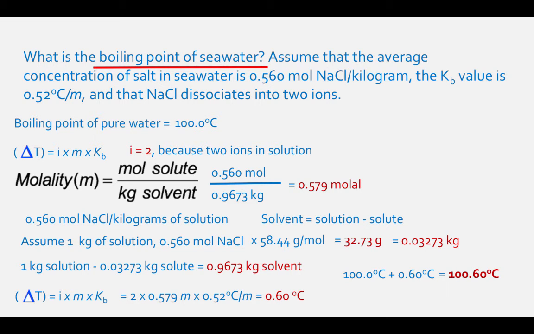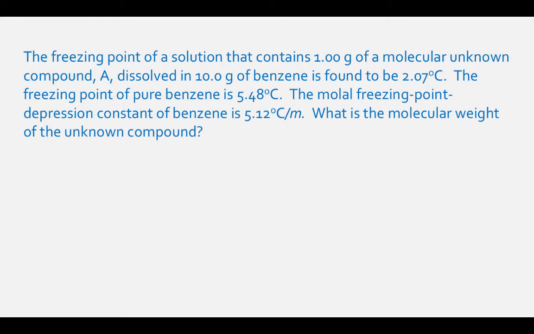The freezing point of a solution that contains 1.00 grams of a molecular unknown compound, A, dissolved in 10.0 grams of benzene, is found to be 2.07 degrees Celsius. The freezing point of pure benzene is 5.48 degrees Celsius. The molal freezing point depression constant of benzene is 5.12 degrees Celsius per molal. What is the molecular weight of the unknown compound?